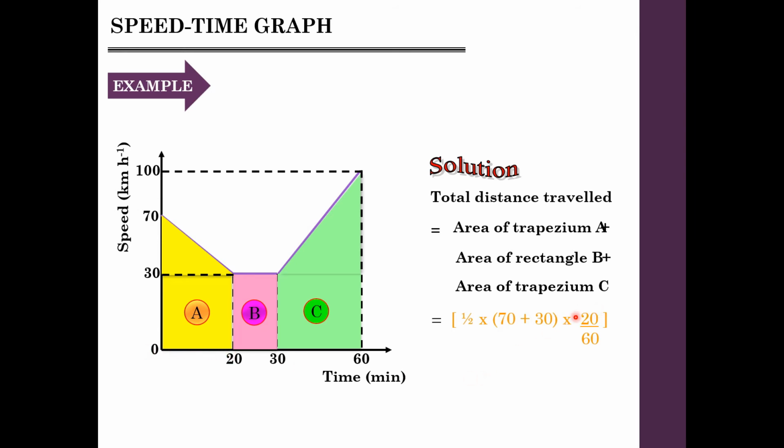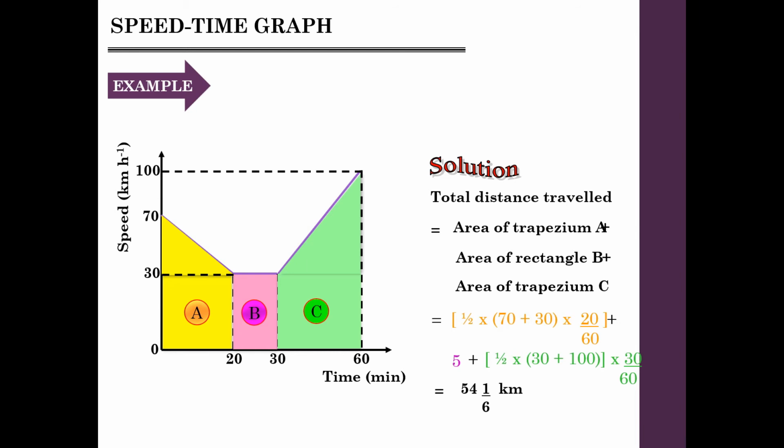Always remember we have to change the minutes into hours. And then plus 5, as we already found just now in question A. And the last one, to find the area of trapezium C, is 1 over 2 times 30 plus 100. 30 is this side and 100 is the longer side here, and times 30, the difference in time is 30 over 60, changed into hours. And so we get the answer, which is 54 1 over 6 kilometers.